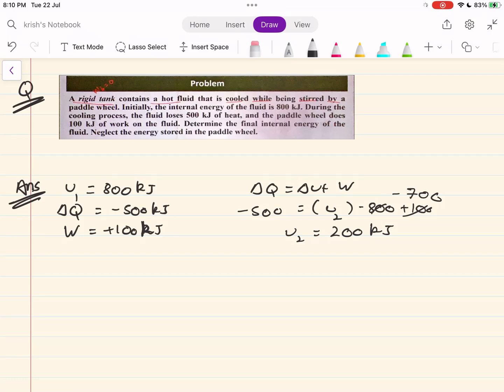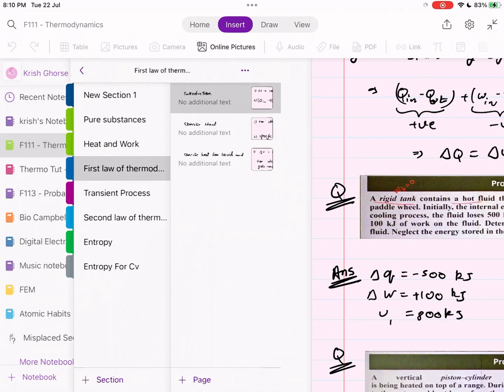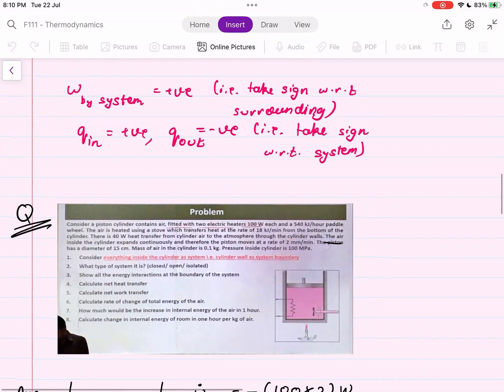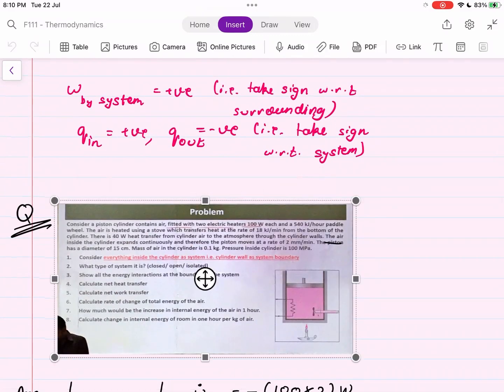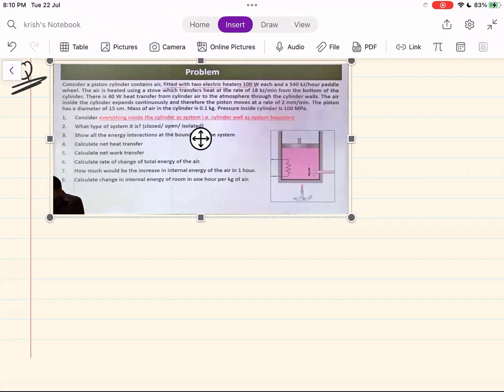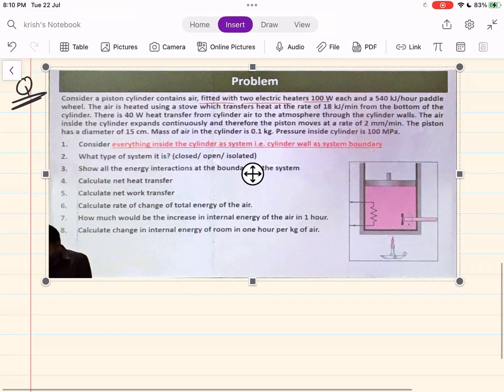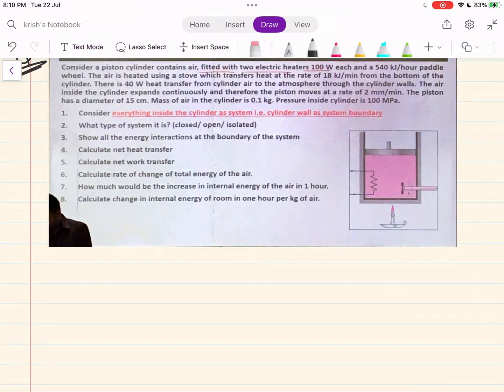Right. And let us do one more question. This question is quite an important one because it will tell us of work being a boundary phenomenon that I talked about previously as well. And overall it is just important. This is Naveen sir.